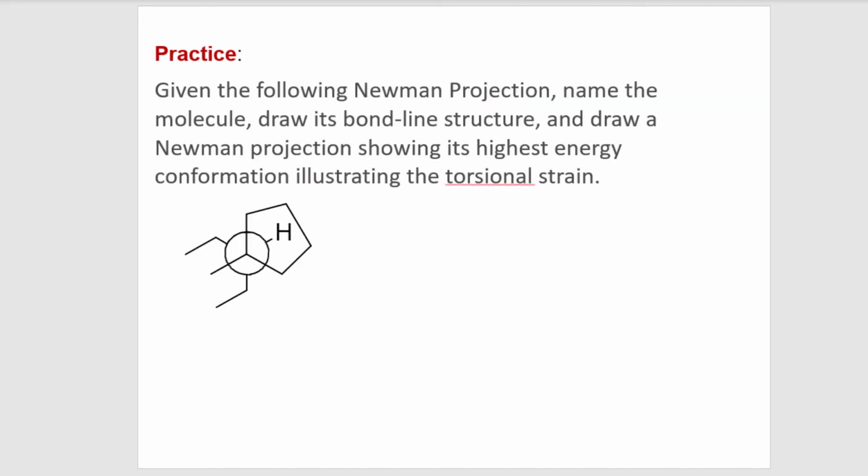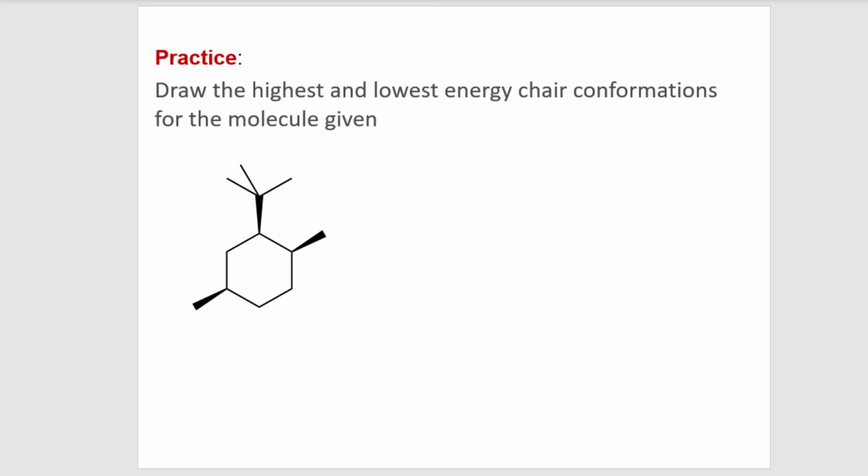Here's a little practice with a Newman projection that's a bit tougher to analyze. Maybe try to redraw it not in a Newman projection and see if you can give the name of it. So name the molecule, draw its bond line structure not in a Newman projection. And you could also see, is this the lowest energy Newman projection for it? Here's another doozy. Draw the highest and lowest energy chair conformations for the molecule.